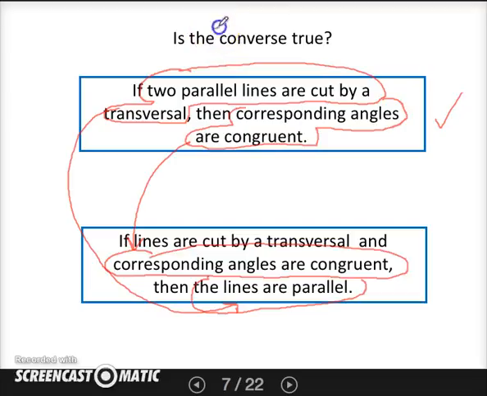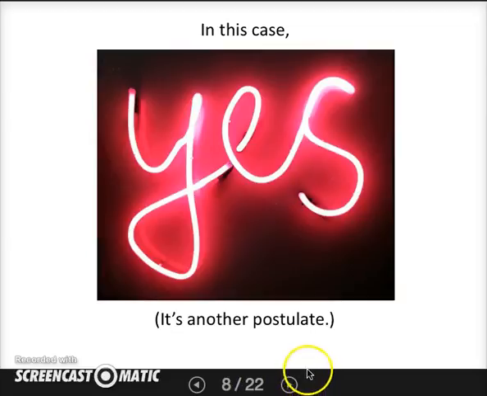You may remember this term converse. You know that we switch the hypothesis and conclusion to get the converse of a statement, and you may remember something about whether the converse of a statement is true or not. Let's see what you think. In this case, we know that the converse is true because it's actually another postulate.